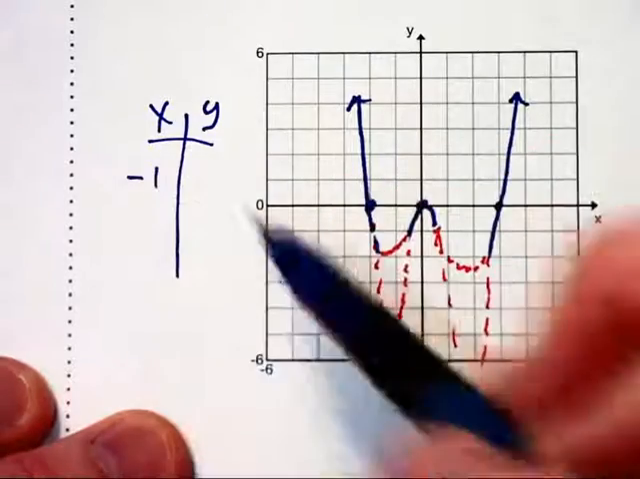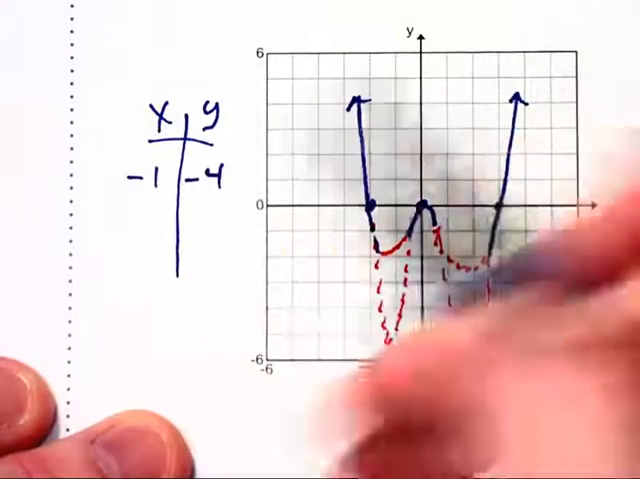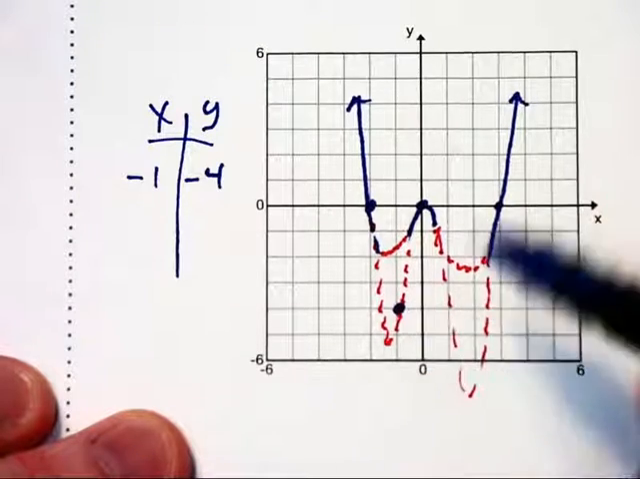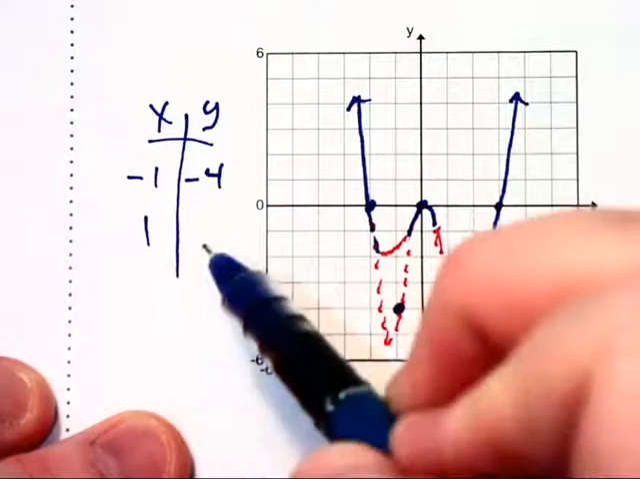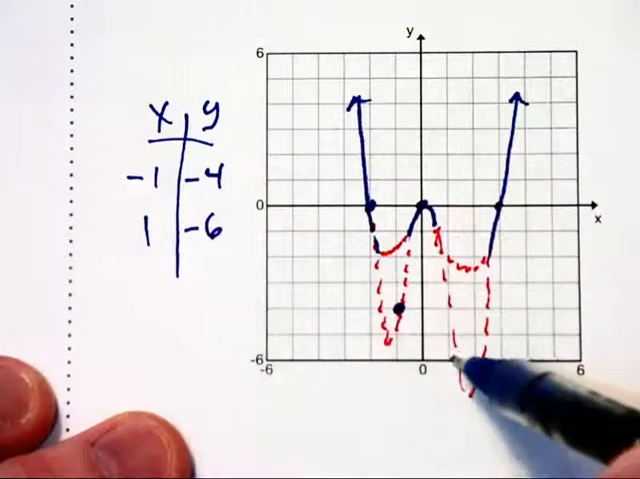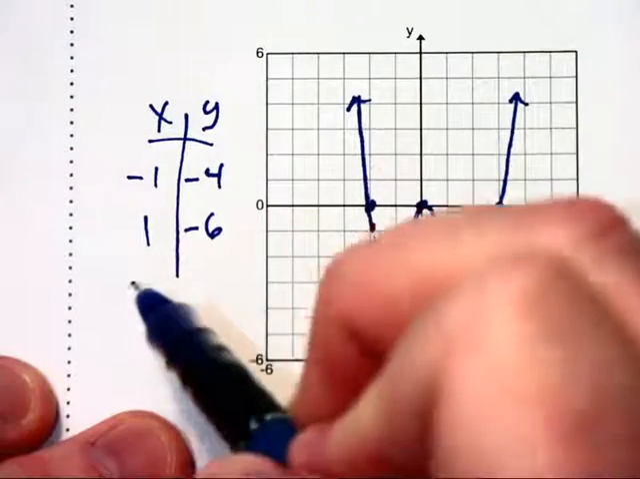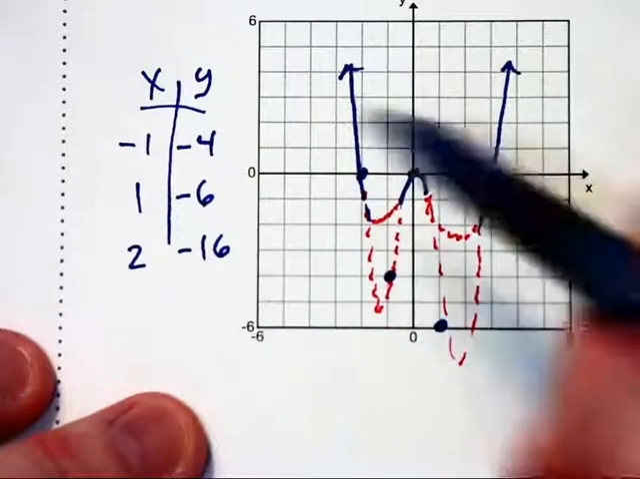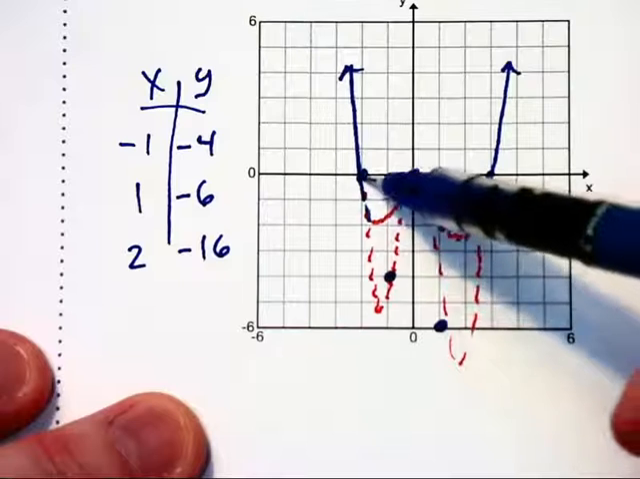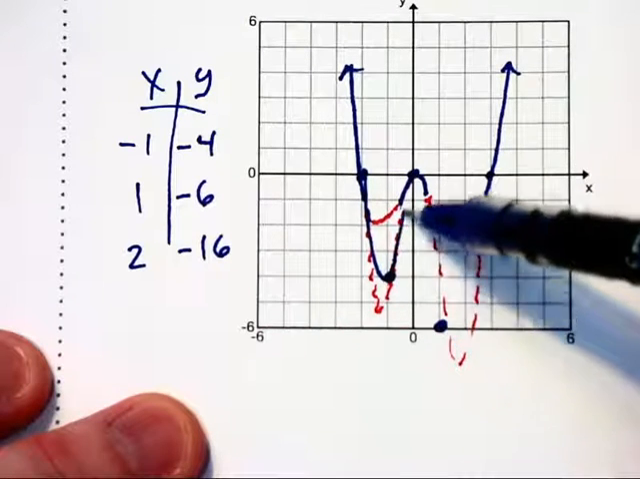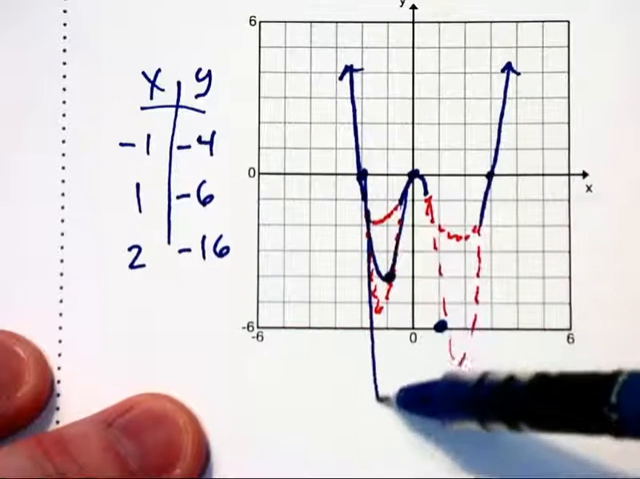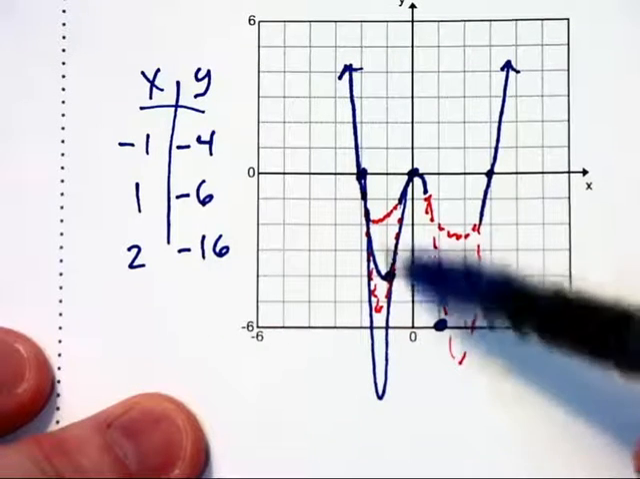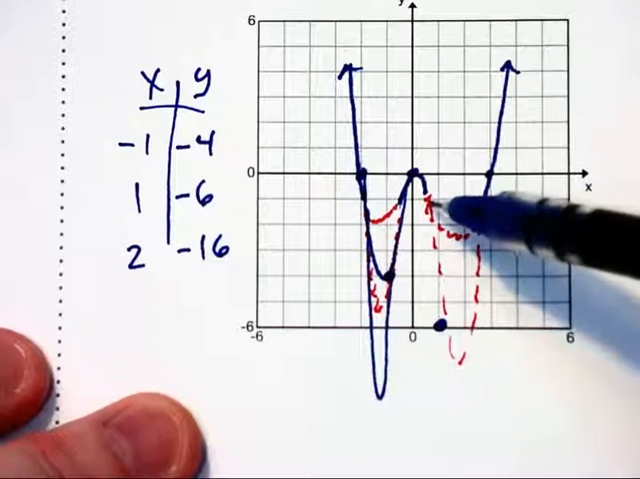If we substitute in -1, our output is -4. So -1, -4 is right about there. If we substitute in 1, we get -6 coming out, so right about there. And 2 is -16, which is way off of our grid. Now, we do not know if our graph comes down and hits right there and goes back up, or maybe it's going down further and it just hits this -4 value on the way back up. We'd have to plot more points to get more information on that.